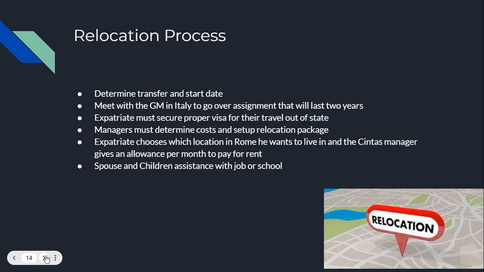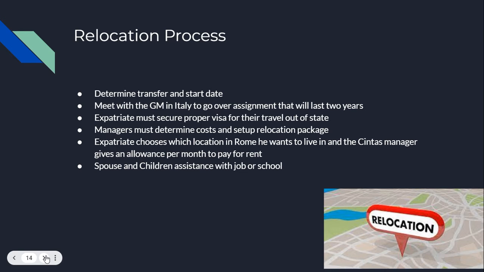So next I'm going to discuss the relocation process. They need to determine the transfer and start date, and meet with the GM in Italy to go over the assignment that will last 2 years. The expedite must secure a proper visa for the travel out of state for himself and his family.